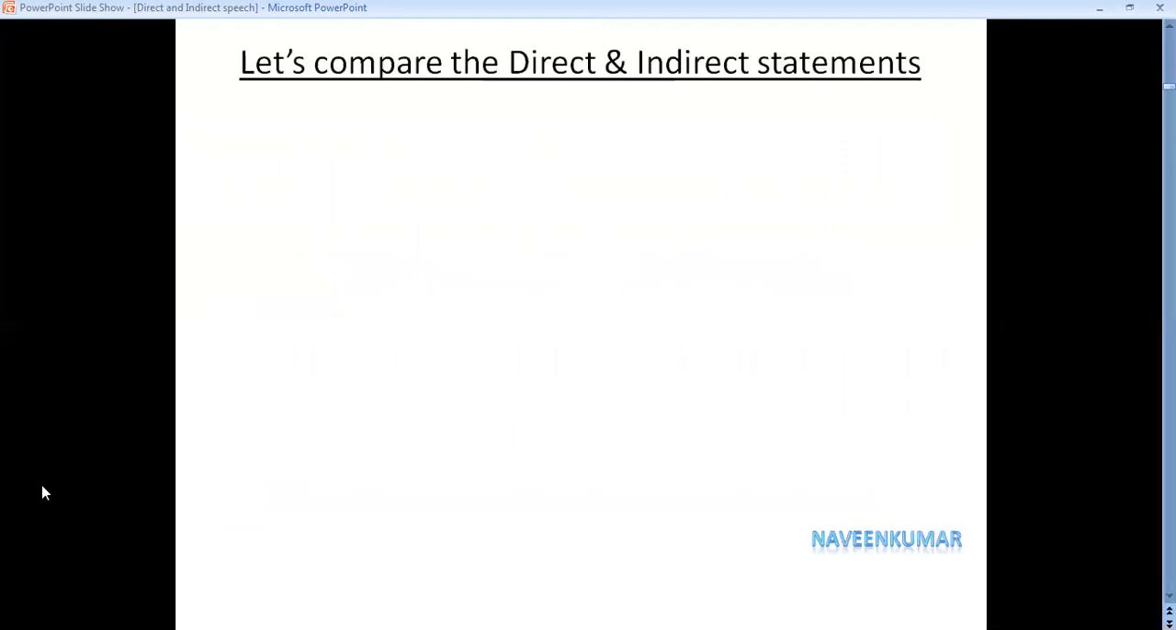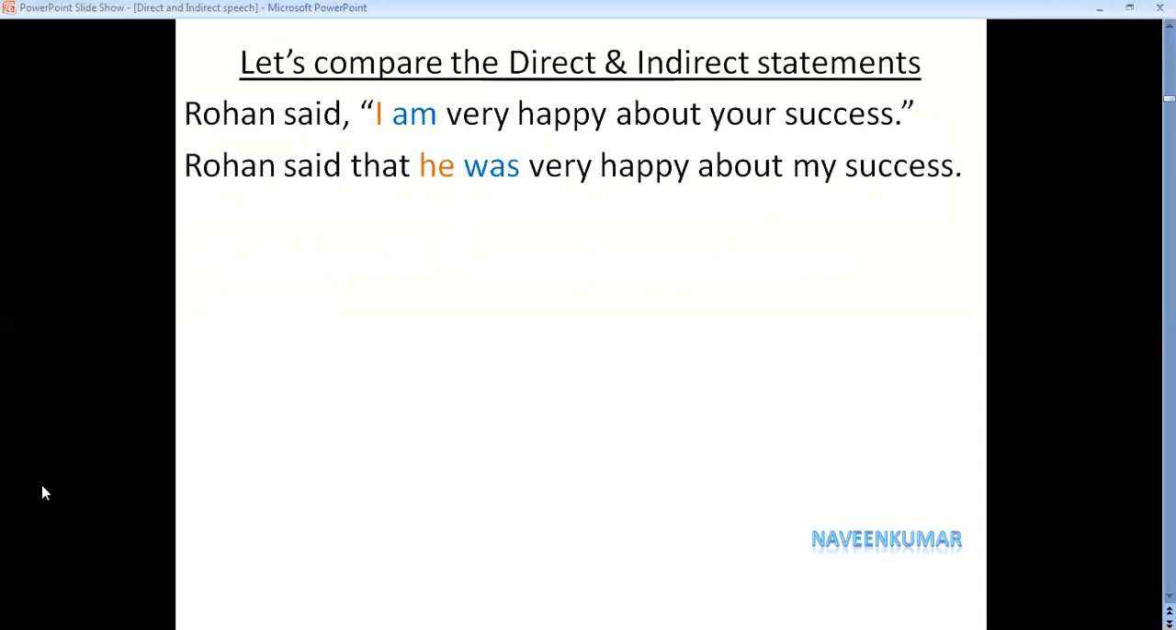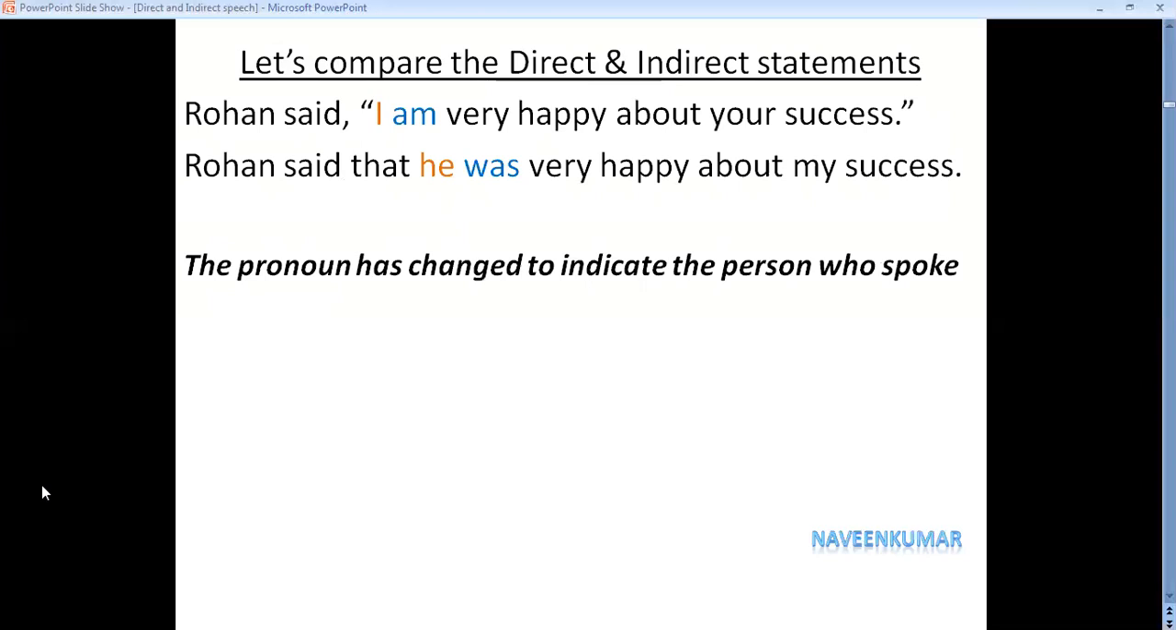Let's compare the direct and indirect statements. So what are those modifications? What are those changes? Let's compare them. The same example, Rohan said, "I am very happy about your success." That has been changed into indirect as Rohan said that he was very happy about my success. So you might be observing few changes there. What is the first change? The pronoun has changed to indicate the person who spoke. The pronoun has been changed there. So I became he.